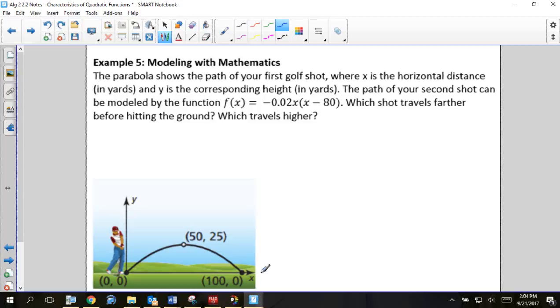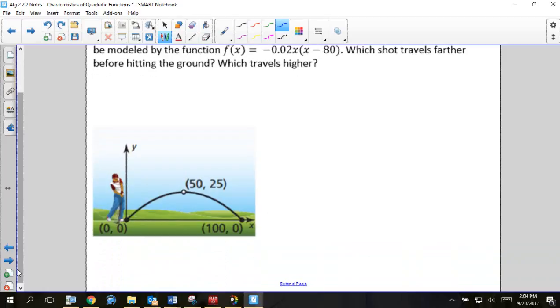So let's look at this graph and let's talk about the vocabulary, what we've been just learning about. What were we just learning about today? What did we learn new today? X-intercepts. Do we have x-intercepts up here by any chance? What's an x-intercept? 0, 0 is an x-intercept. Any others?